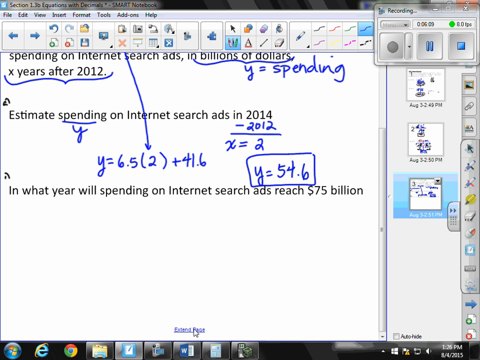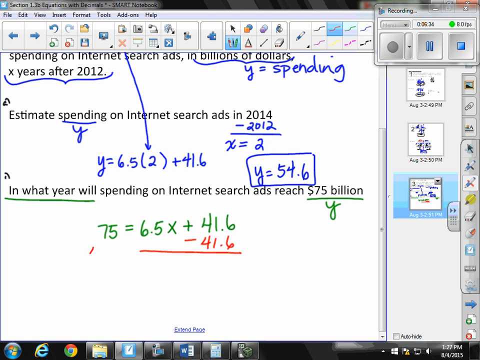Now part B asks us to find in what year will spending on internet search ads reach 75 billion. This is my y value. This time I'm going to put 75 billion in for y. So 75 equals 6.5x plus 41.6. To solve, subtract 41.6 from each side of the equation.